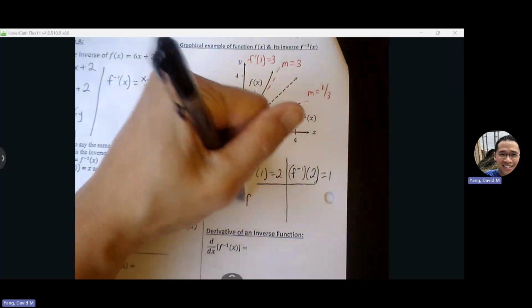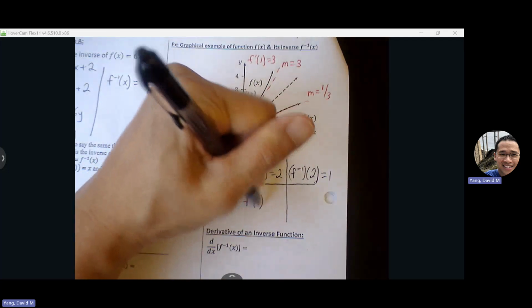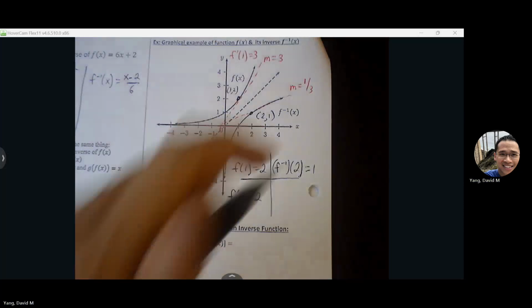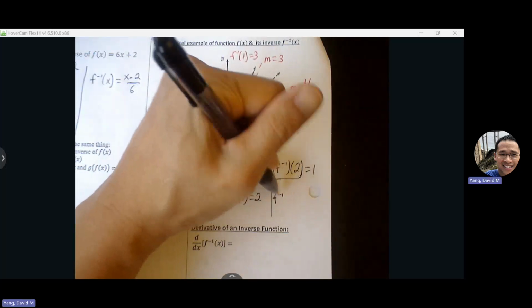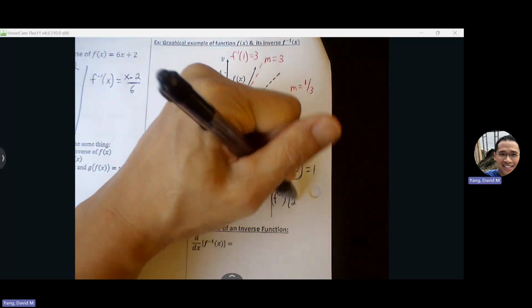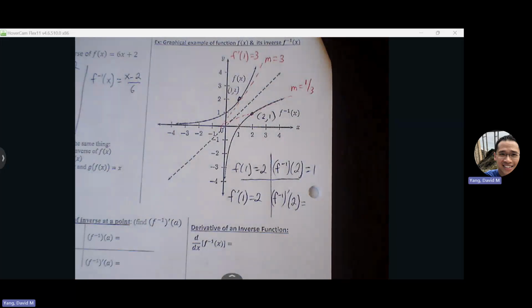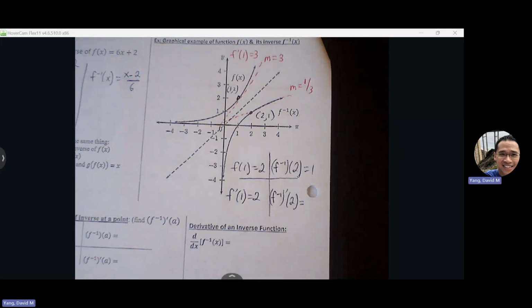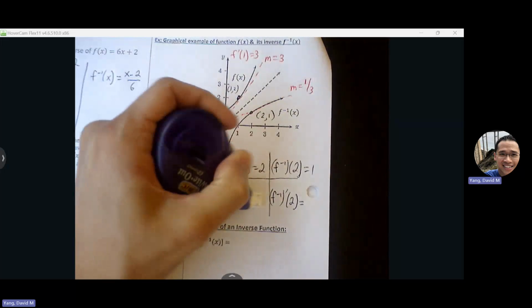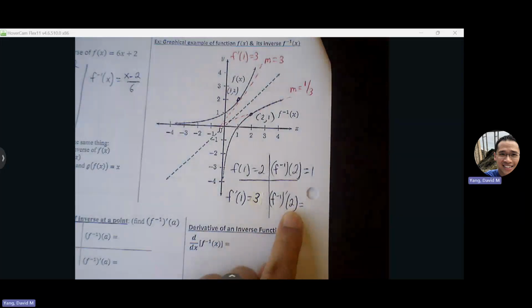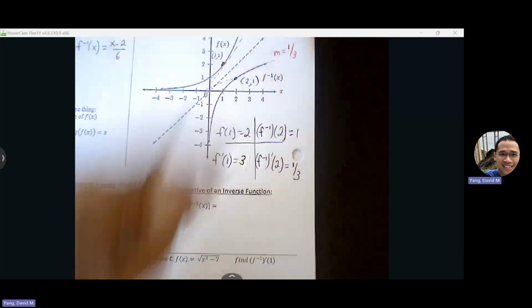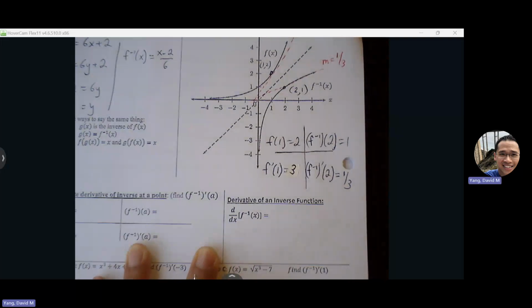So if f prime of 1 is equal to 2, then the derivative of f inverse at 2 is equal to, sorry, my bad. I put the ordered pair there. If f prime of 1 is equal to 3, then the derivative of f inverse at 2 is going to be 1/3. Okay.